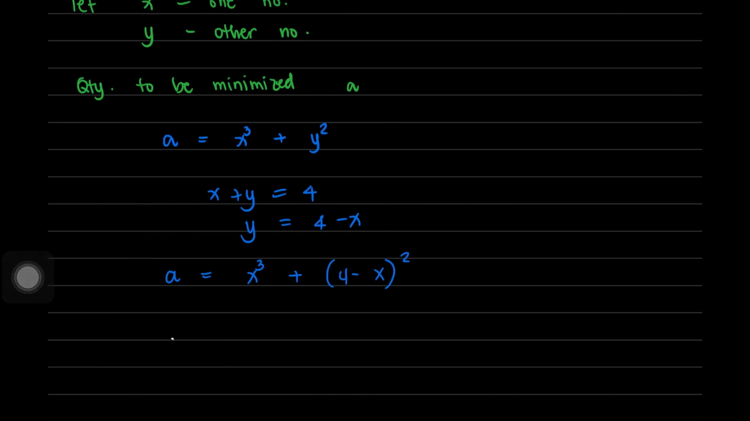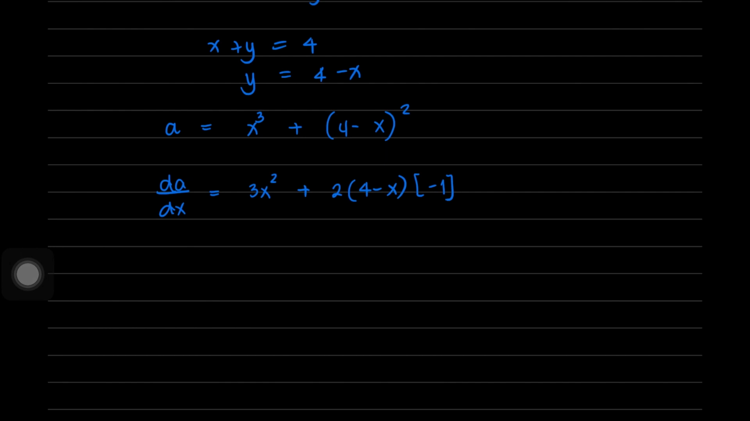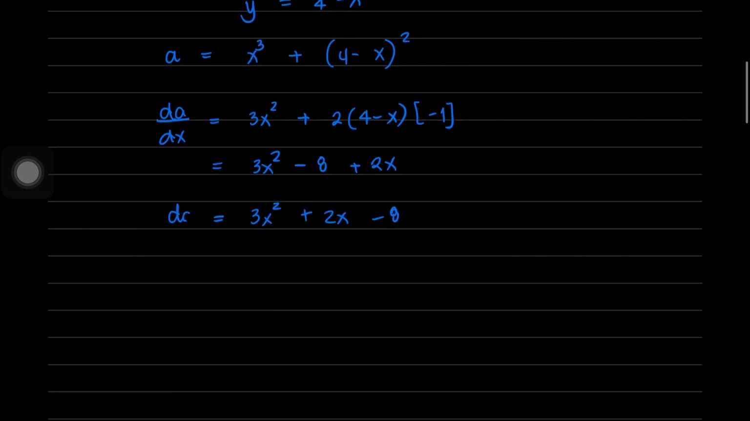Now, one side of the equation is in terms of a single variable. So we can proceed with the next step, which is to differentiate and equate to 0. Solving for the derivative of A with respect to x, this is equal to 3x squared plus 2 multiplied by (4 minus x) raised to 1 multiplied by negative 1. Simplifying, we have 3x squared plus 2 times 4 times negative 1, which is negative 8, and then 2 times negative x times negative 1, which is positive 2x. Arranging this, we have 3x squared plus 2x minus 8. So the derivative of A with respect to x is 3x squared plus 2x minus 8.